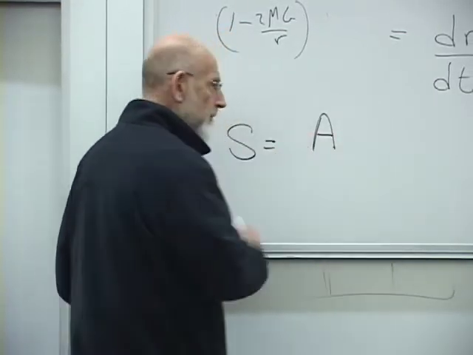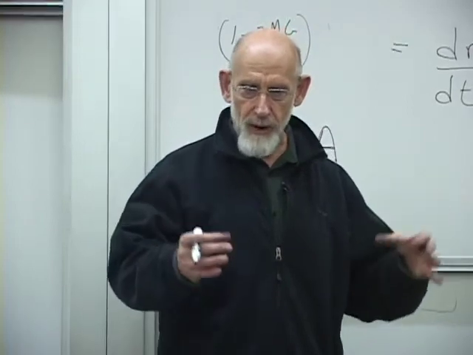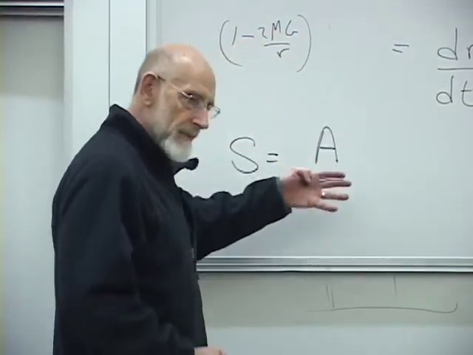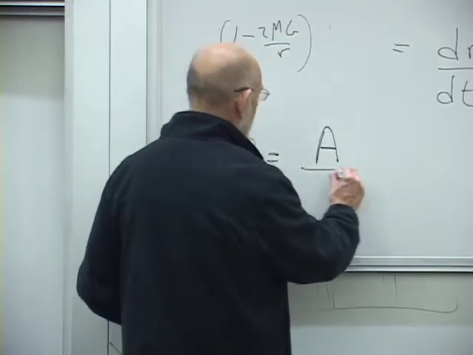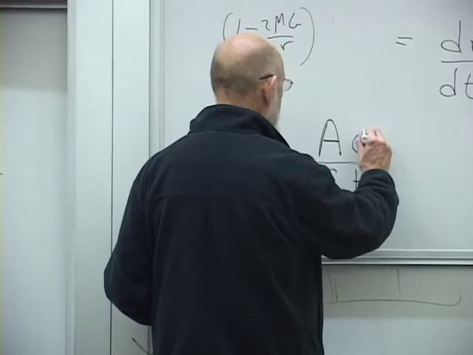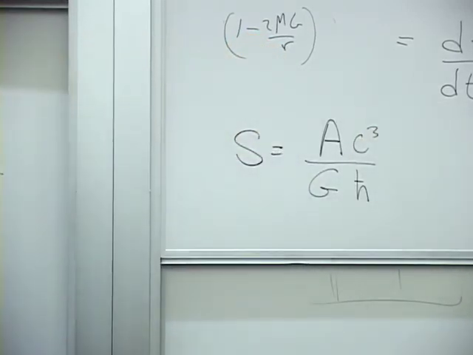of the horizon. We think about building up the black hole by dropping in bit after bit. Each time you add one unit of area, divide by G, and divide by h bar. I think there's a c cubed upstairs. Yeah, c cubed upstairs. Okay.